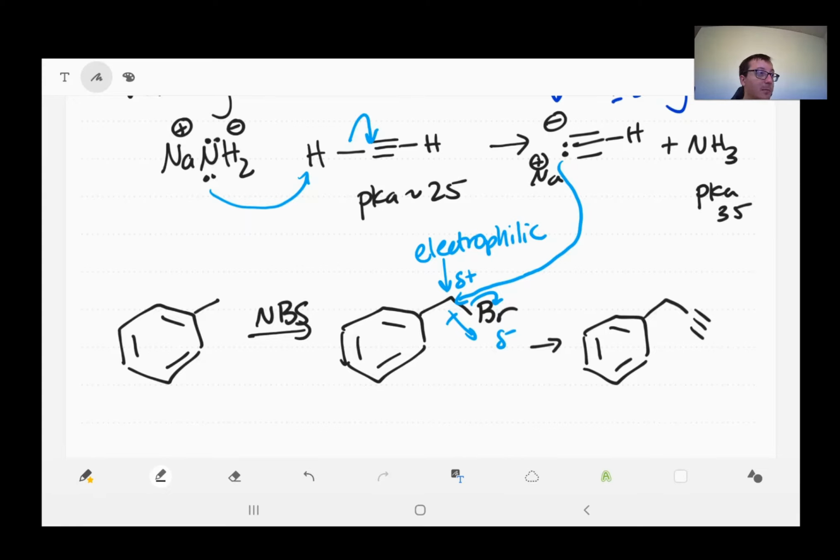So we will end up brominating to activate it, make it electrophilic. Then we kick out the bromine by throwing in our nucleophile, which was the acetylide ion, sodium acetylide. Kick out the bromine, and there we have it.